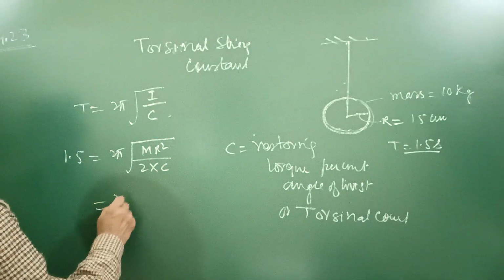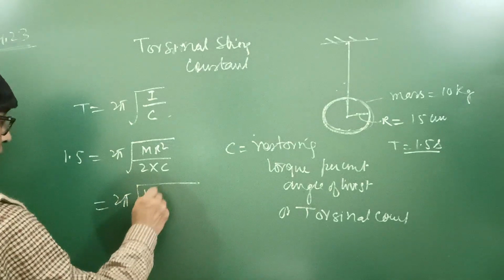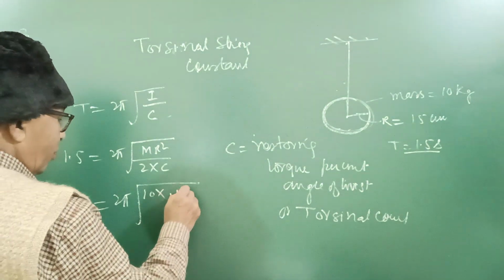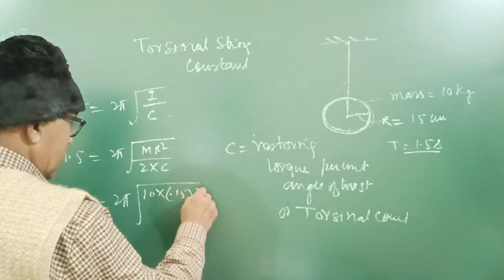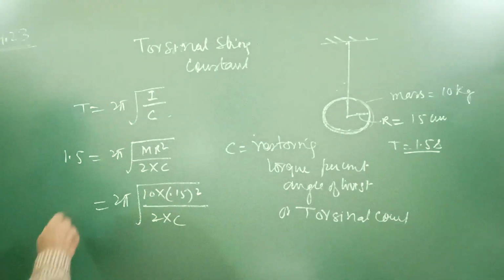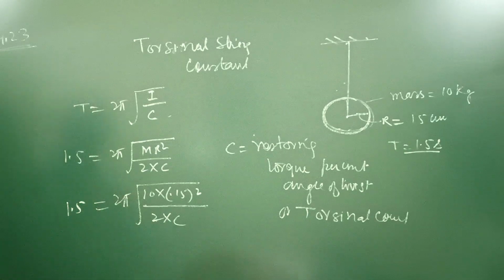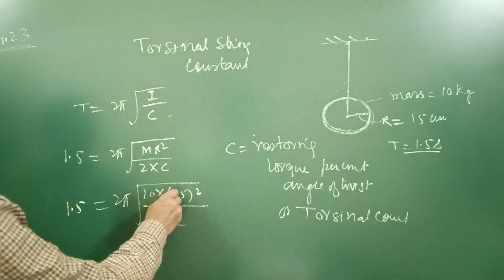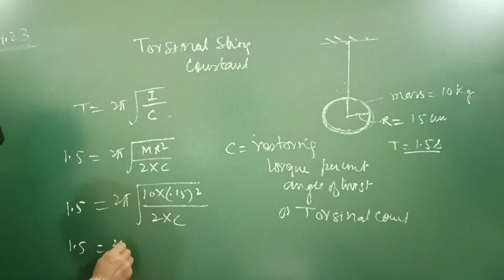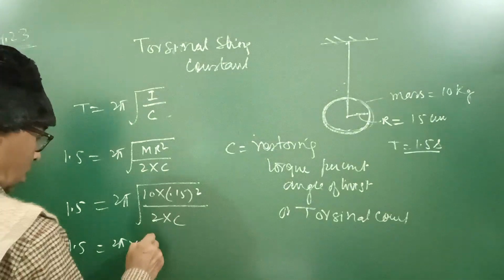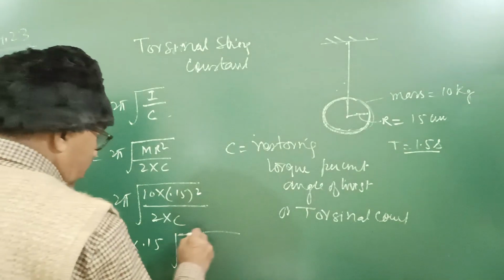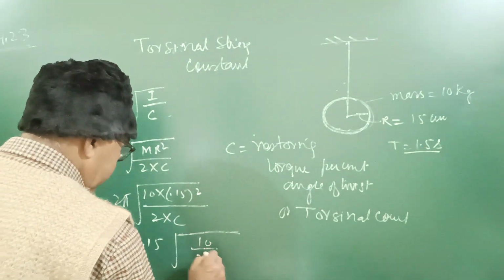So how to solve this? 1.5 equals 2 pi under root M is 10 kg, r is 0.15, square, upon 2 into C. Now 0.15 can be taken outside. 1.5 is equal to 2 pi into 0.15 under root 10 upon 2C.